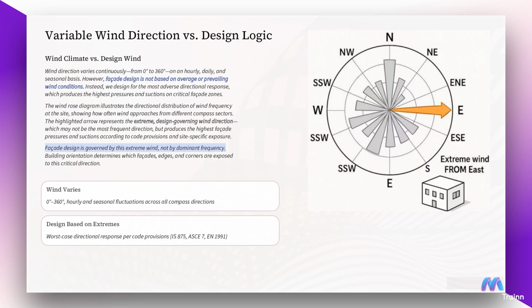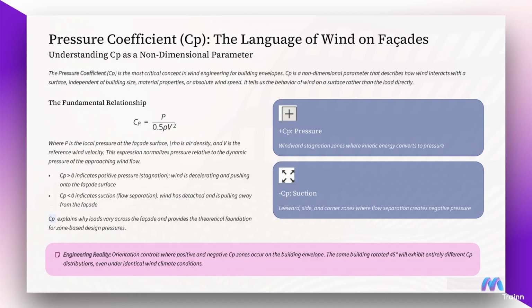Wind varies, 0° to 360°, with hourly and seasonal fluctuations across all compass directions. Design based on extremes: worst-case directional response per code provisions. IS 875, ASCE 7, EN 1991. Pressure coefficient, Cp: the language of wind on facades. Understanding Cp as a non-dimensional parameter.